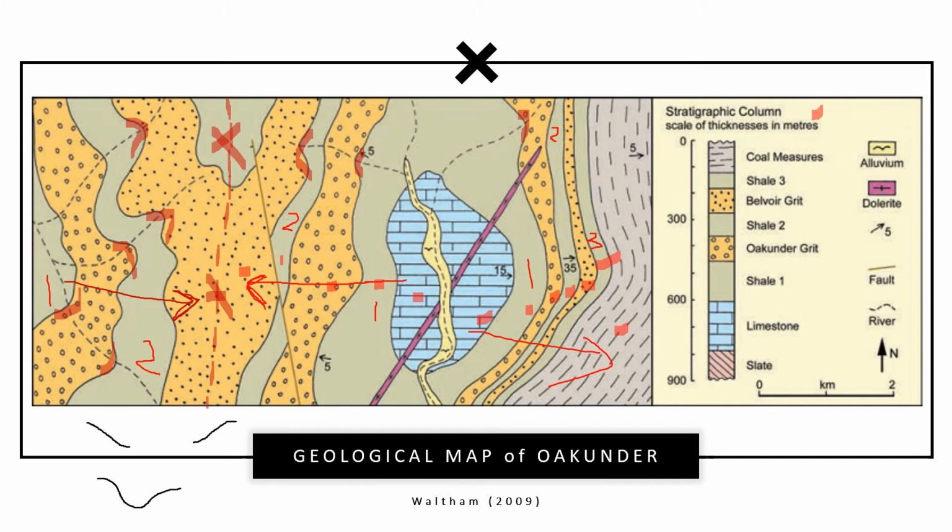And how about this side? These two opposing dip directions also specify a fold axis. So if we visualize it in a cross section, this side would be like that, and this side would be like that.